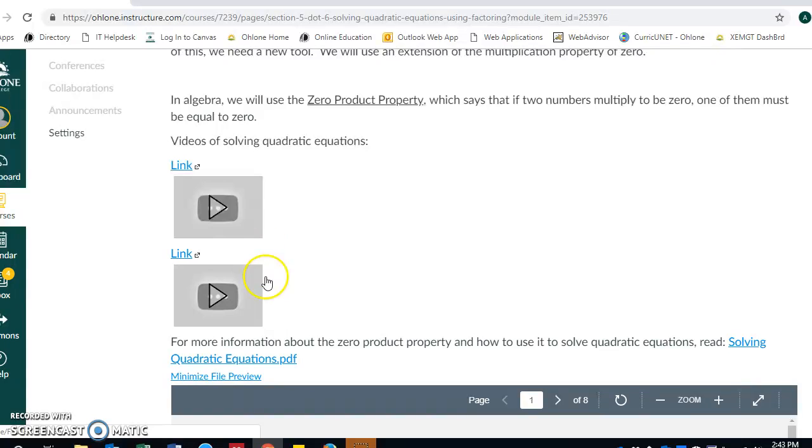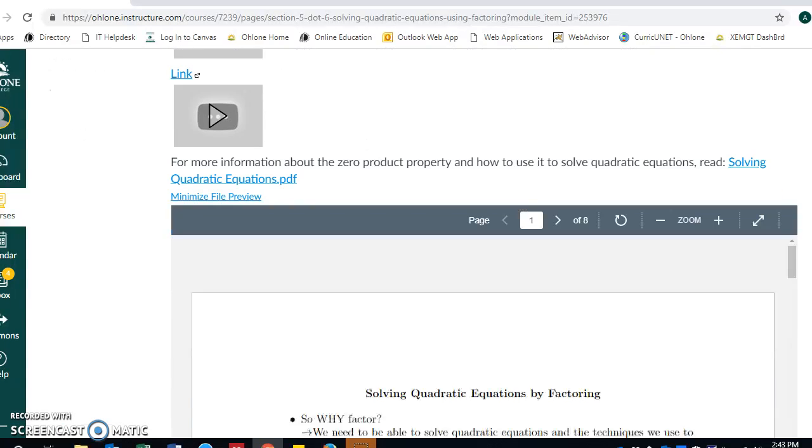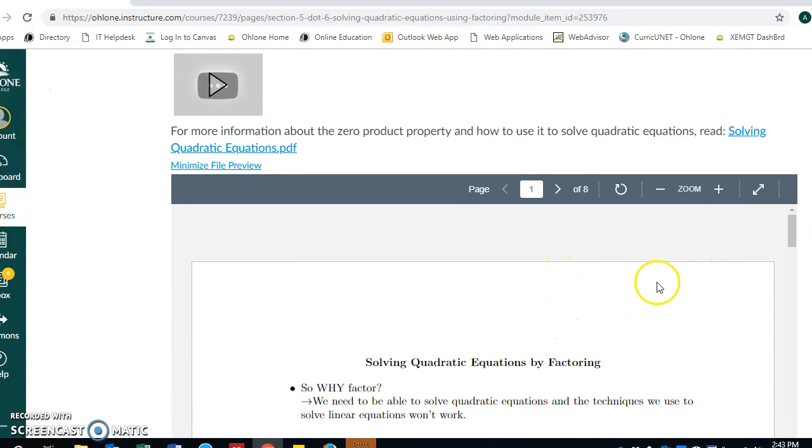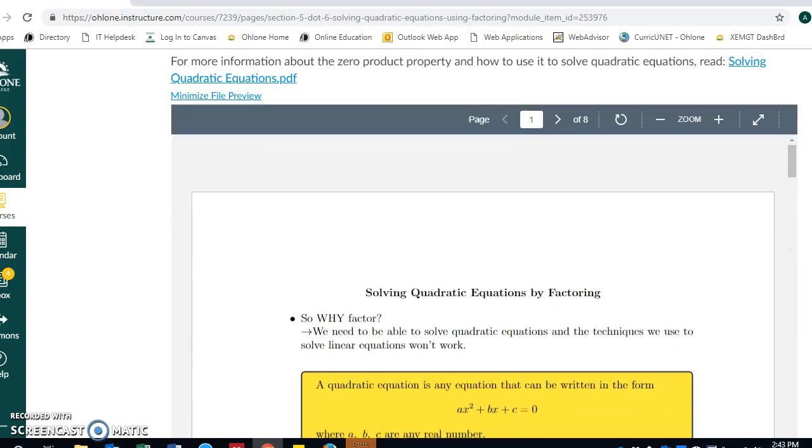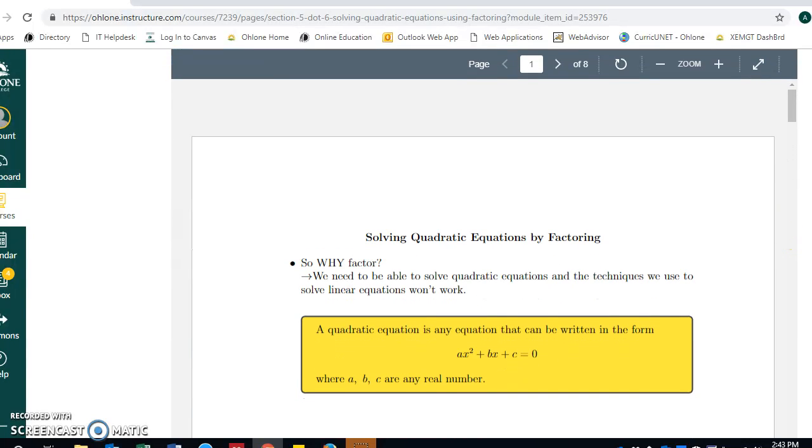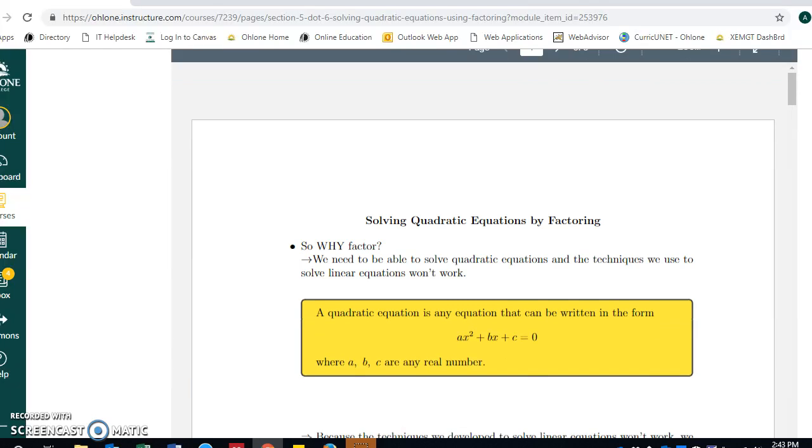And again, I gave you a bunch of videos and a PDF that shows you how to solve quadratic equations using factoring. Now here's the important thing. Most of you have had an algebra class before and you remember the quadratic formula. That's the whole x equals negative b plus or minus the square root of b squared minus 4ac all over 2a. That's not a part of this class. You will not be allowed to use the quadratic formula to solve quadratic equations in this class. You need to solve them using factoring.